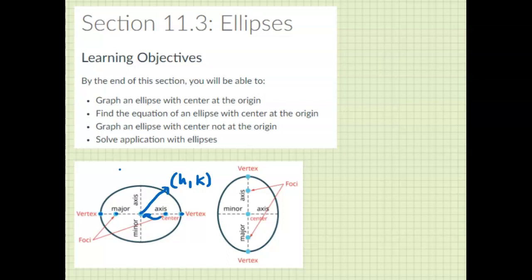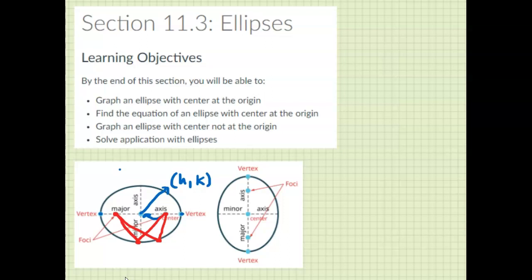With ellipses, what happens is that if, say, you take a string and you connect it at the two foci, and you also connect it to the side of the ellipse, then the total length will stay constant. If I move to a different point on the ellipse, this length and this length would change, but the sum will stay the same. So that's a property of the ellipse.